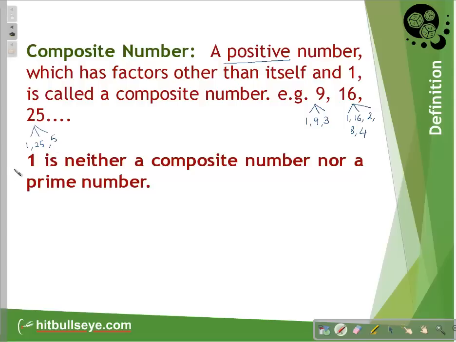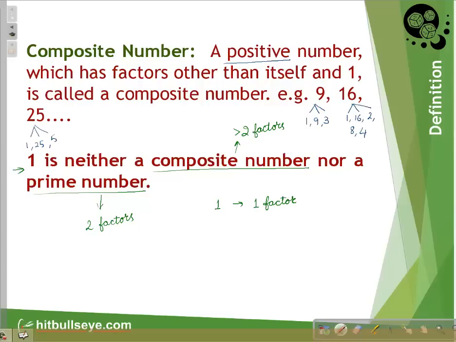Once again, there is one more important point to remember. 1 is neither a composite number nor a prime number. See, prime numbers have exactly 2 factors. Composite numbers have more than 2 factors, I mean at least 3 factors. 1 falls in neither of the categories, since 1 is divisible by 1 itself. 1 is the only factor of 1. That's why 1 has only 1 factor, and that's why 1 falls in neither of the categories. So 1 is neither a composite number nor a prime number.